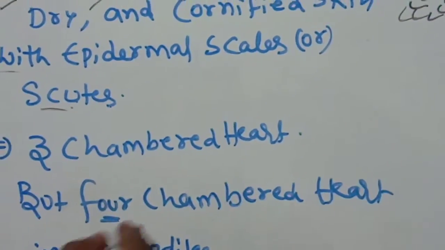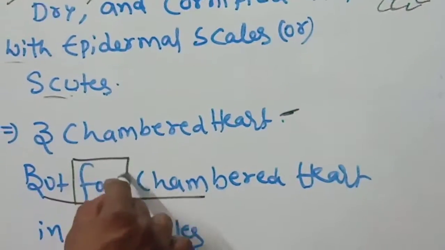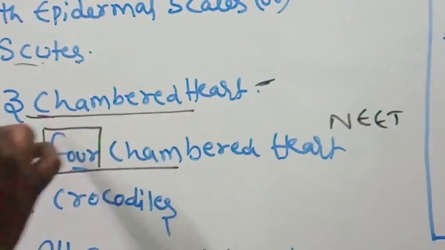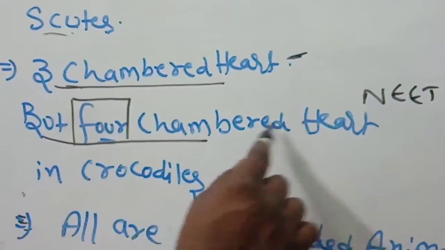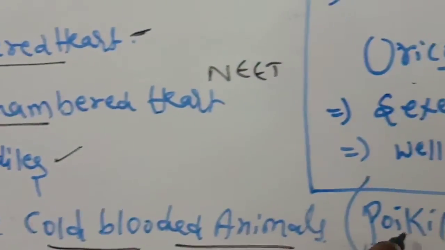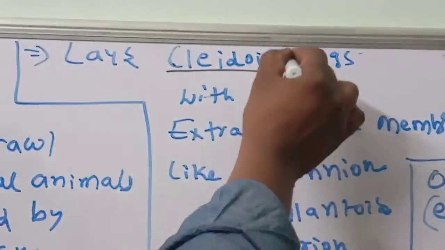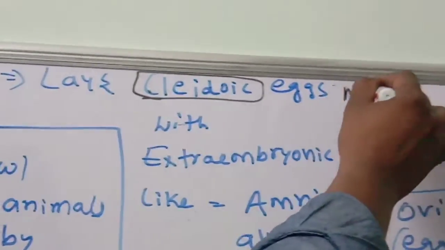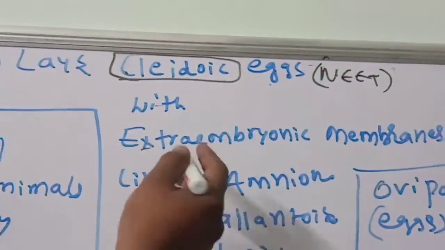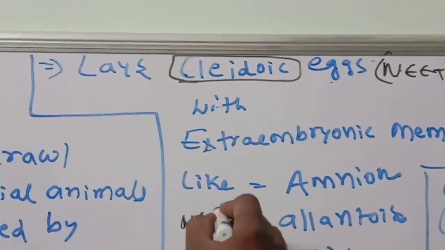The three-chambered heart will be present, but four-chambered is the most important point. All reptiles have a three-chambered heart, but a four-chambered heart is there in the crocodiles. All are cold-blooded. They are also called poikilotherms and lay cleidoic eggs. The eggs have more yolk, that's why cleidoic eggs have extra-embryonic membranes inside.